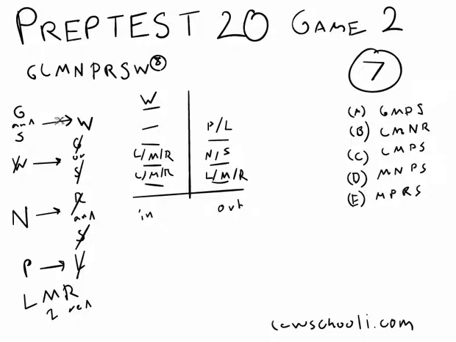The GS and W rule isn't really going to apply because anything goes there. That's just not applying here, right? W is not out, so the contrapositive of this rule doesn't apply. So we have to look at our other rules.